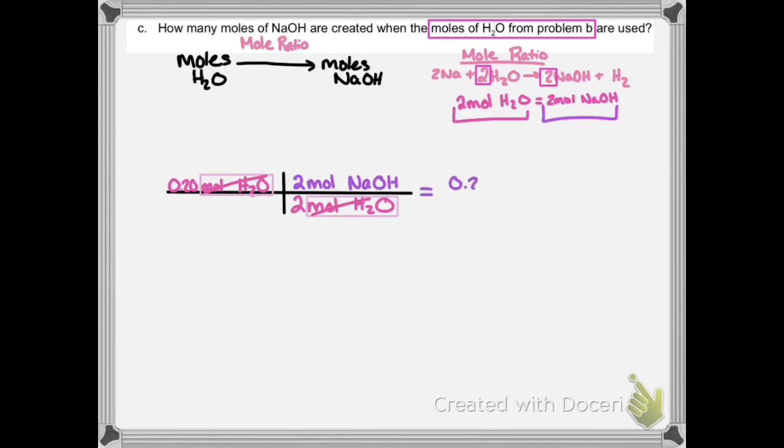We can multiply them together. So we multiply the top together, 0.2 times 2, divide it by the 2 on the bottom, and we get our 0.2 moles of NaOH, because our units of NaOH need to be the ones we get at the end.